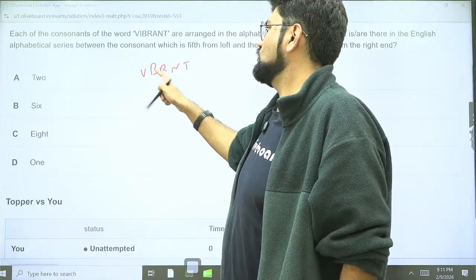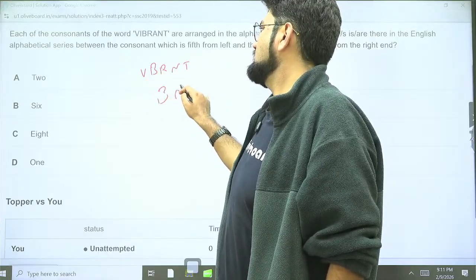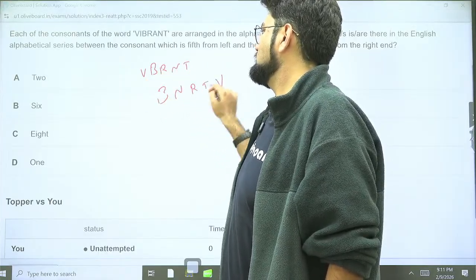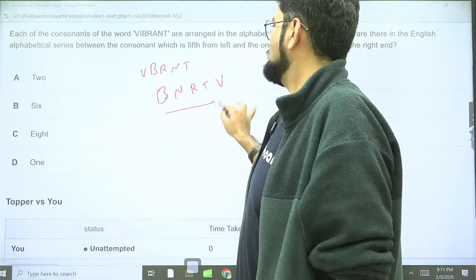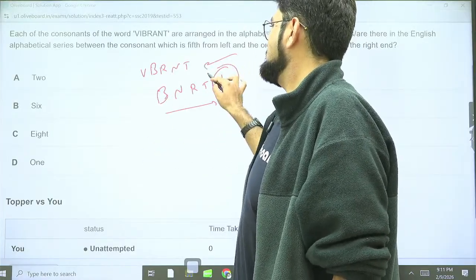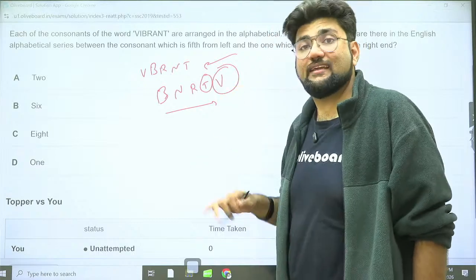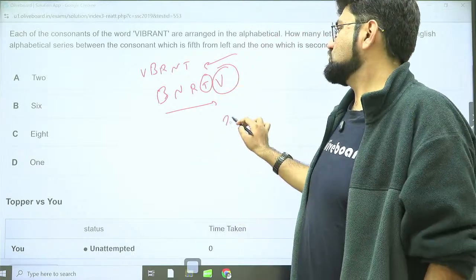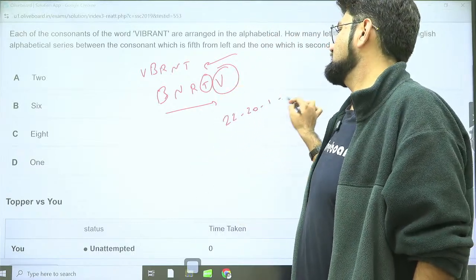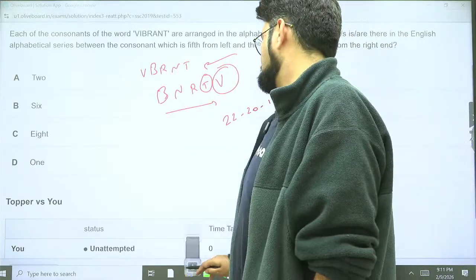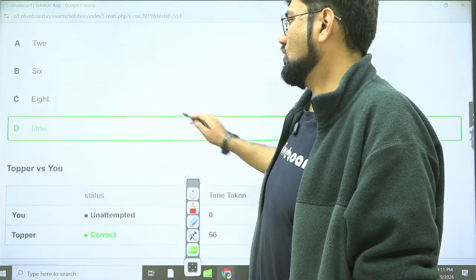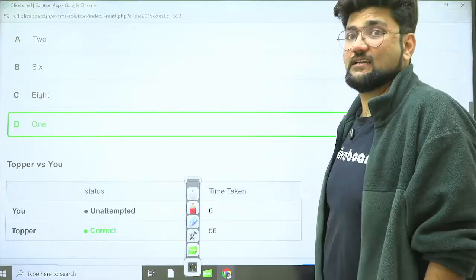V is 22, B is 2. So 2 will come first, then 14, then 18, then 20, then 22. Simple. B, N, R, T, V. They are saying 5th from the left end, that is V, and 2nd from the right end, that is T. They are asking how many letters are there between T and V in the English alphabet. It is 22 minus 20 minus 1. The answer is 1. What is the letter? U. Cool. So 1, option D.